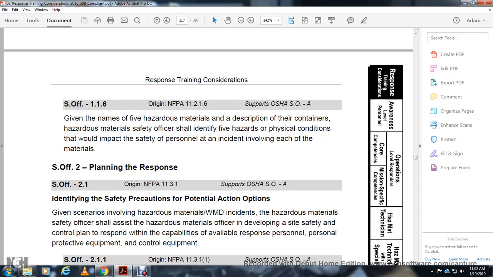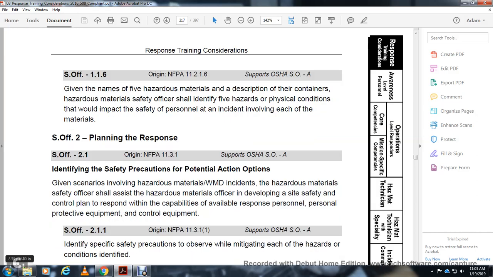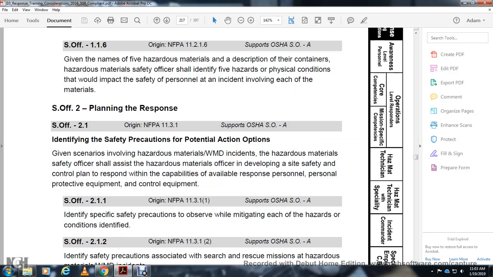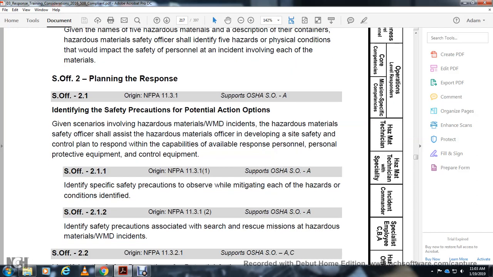The safety officer, planning with the response, identifies the safety precautions with the potential action options of the given scenario involving the hazardous material. The hazmat safety officer develops the site safety and control plan, responding with the capabilities available to response personnel. Protect the equipment, control equipment, and identify the specific safety precautions to preserve the mitigation of each of the hazard conditions identified.